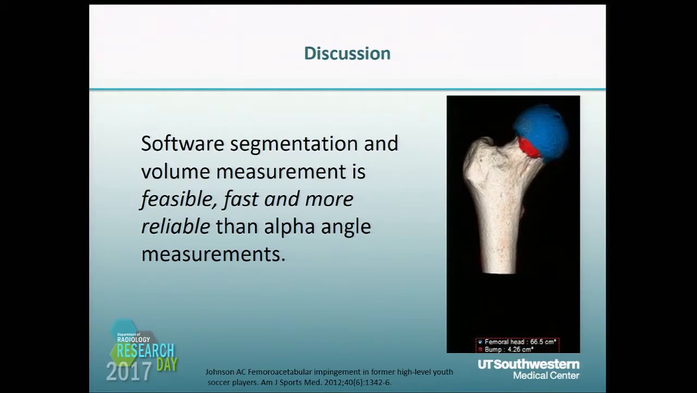Anybody who's spent time doing alpha angles knows they're pretty tough to do. You have to make sure you get the planes just right. It's pretty cumbersome, so getting the same measurement from yourself over and over again is difficult. Between radiologists, there can be some variability. Additionally, if the foot's in the scanner a little bit funny, that can also change the alpha angle measurements. With this volumetric measurement, we don't run into any of those problems.